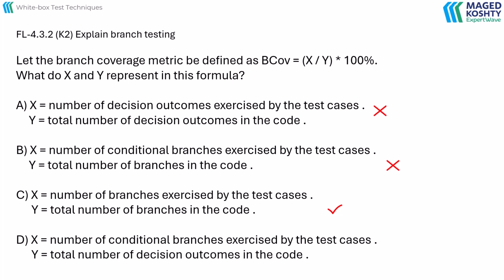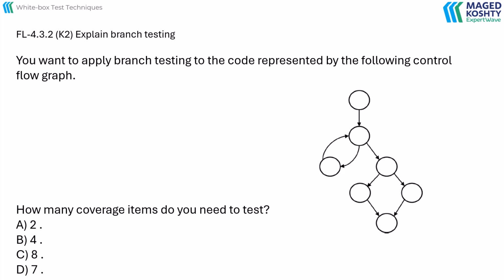Y equals the total number of decision outcomes in the code. Again, this is incorrect as X and Y are supposed to consider both conditional and unconditional branches. The correct answer is C. Fourth question. You want to apply branch testing to the code represented by the following control flow graph. How many coverage items do you need to test?